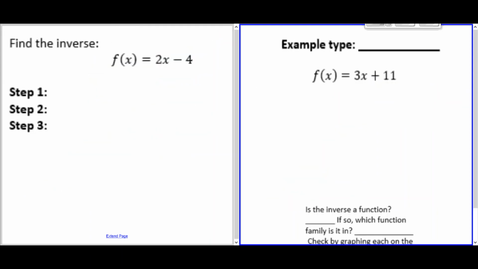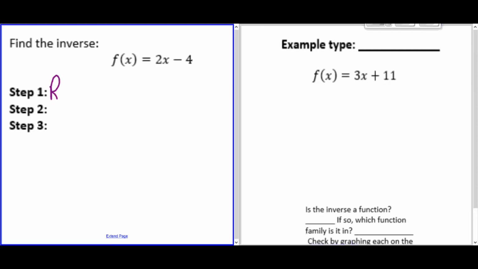So the next example, find the inverse, and these next few will all be done algebraically, so you won't need to graph. Find the inverse of these. To find the inverse algebraically, there are 3 steps. Step 1, replace f of x with y.